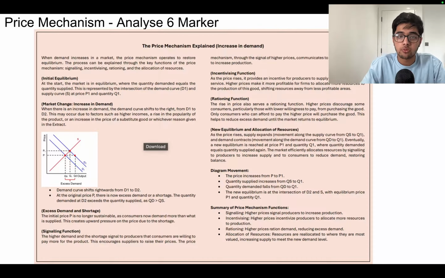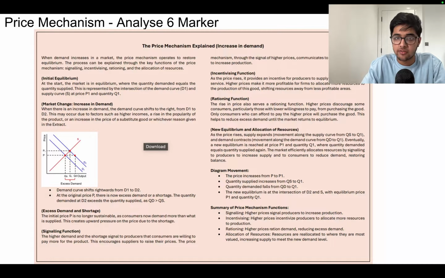This creates upwards pressure on the price due to shortage. Now is a signaling function. The higher demand and the shortage signal to producers that consumers are willing to pay more for the product. This encourages suppliers to raise their prices due to profit motive. The price mechanism, through the signal of higher prices, communicates to firms that they need to increase production.